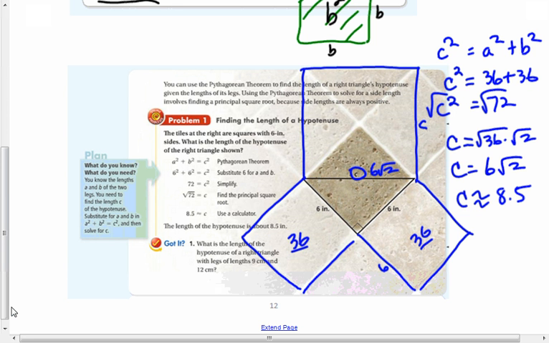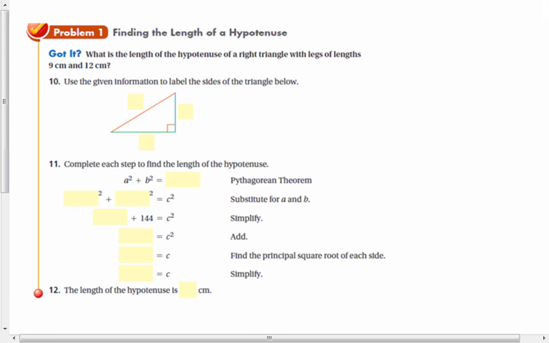All right? So what we want to do is find the length of the hypotenuse of a right triangle with legs of length 9 and 12. On the next page, you will see a problem that leads you through it. I'm going to let you go ahead and do that. Pause now, and then I'll fill in the answers just so you can check back and see if you did it right.